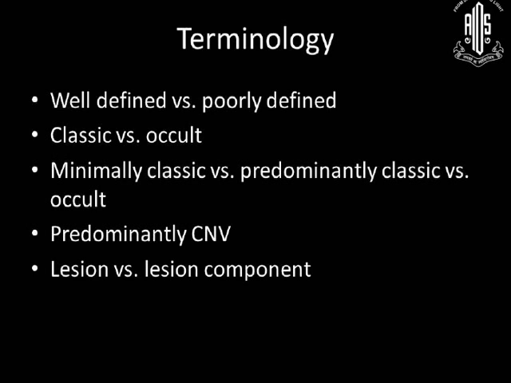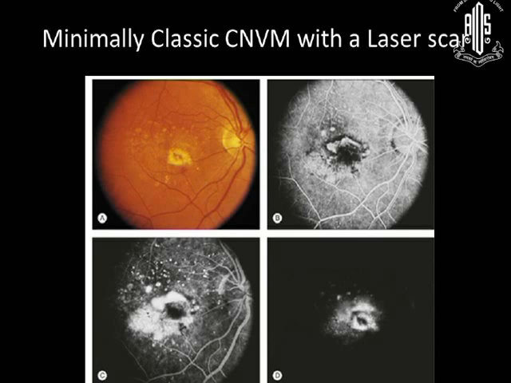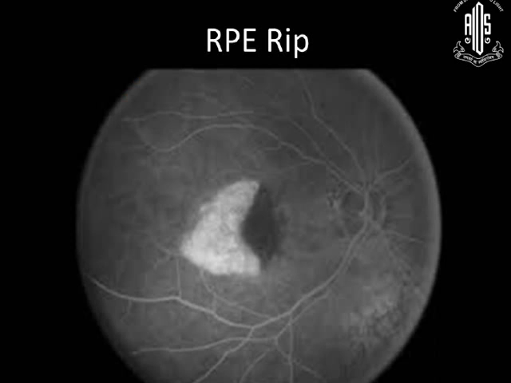Predominantly choroidal neovascular lesions versus lesion components. We should be conversant with all these terminologies, and we can differentiate on the fluorescein angiography pattern. Then minimally classic choroidal neovascular membrane with a laser scar. It has a definite pattern with scar and hyperfluorescence in slide C. Then RPE rip, when there is a retinal pigment epithelium rip, there is a hyperfluorescence in that area, and we can make out that diagnosis.